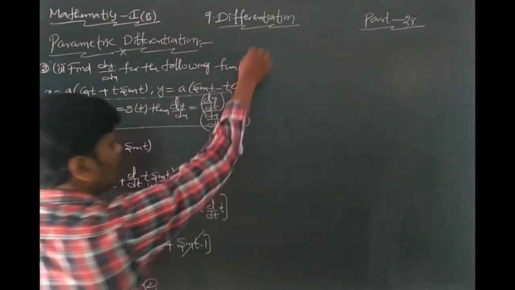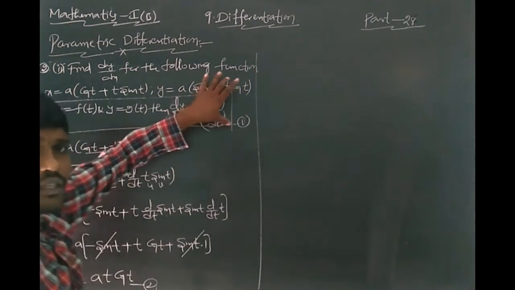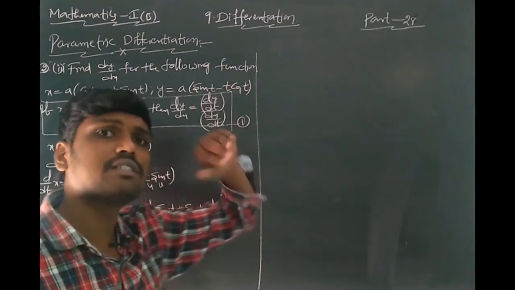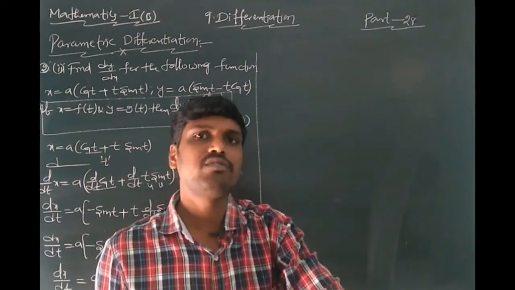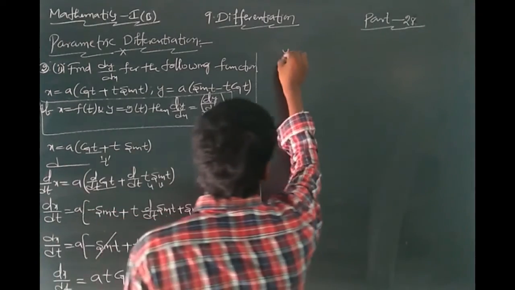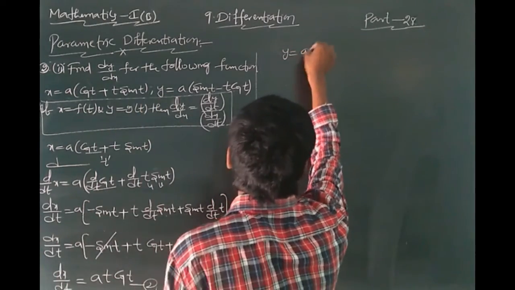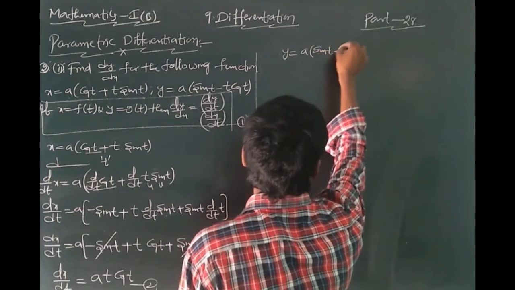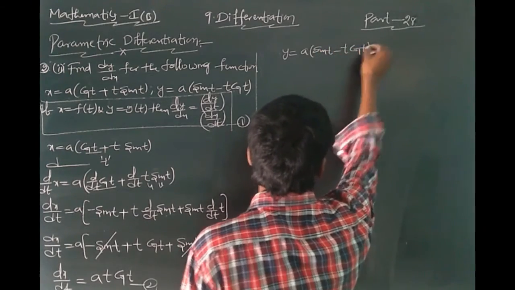You can write this as equation number 2. In this formula, dy by dx equals dy by dt by dx by dt, equation 1, you get dx by dt. After that, you have to take y. What is the value of y? y is equal to a into sin t minus t cos t.